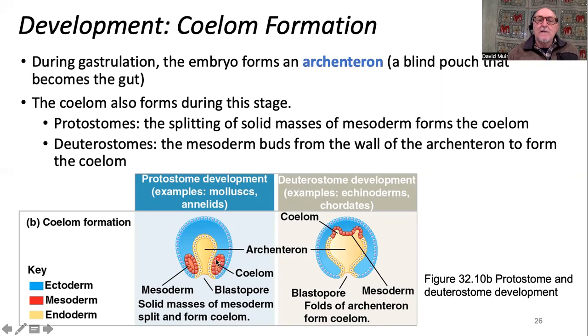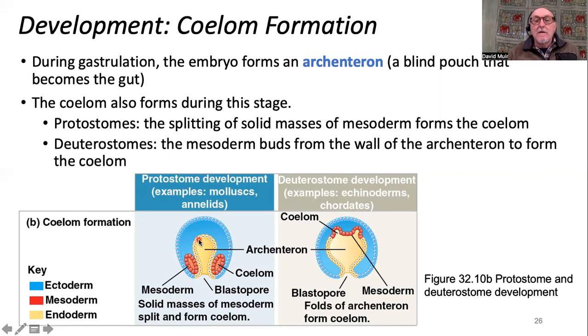And you realize that what you then have is a double layer of mesoderm there, around there, with a hollow in the middle, which is the coelom, the true coelom. So that is the protostome development.